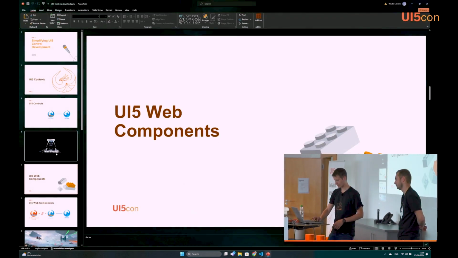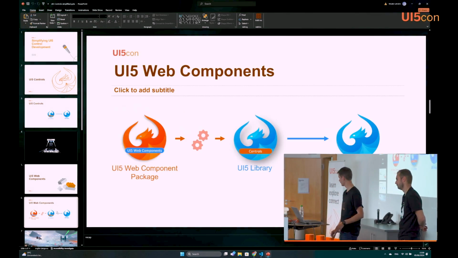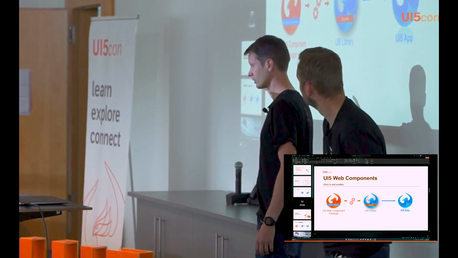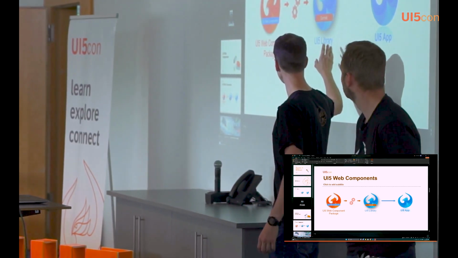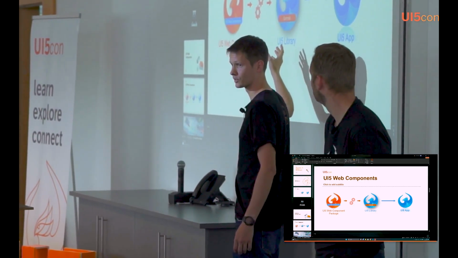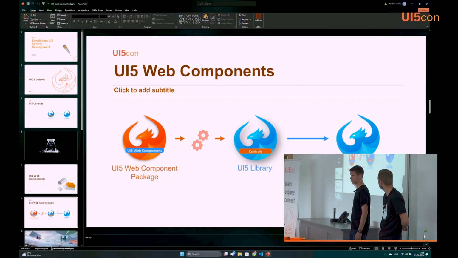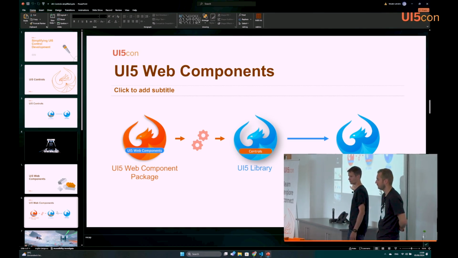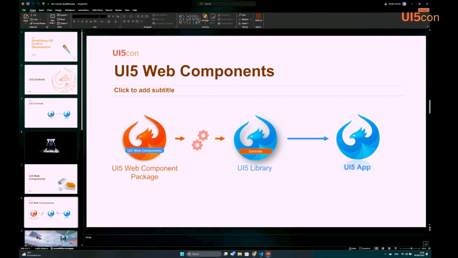So again, to summarize what we did, we have now a web component package with web components, generated the library, and generated the controls as well. If you want to know how to do this, I did a session last year with Peter. I think it's recorded, and there you can see how to do this, all the steps. There are also some blog posts. And in the end, we consume it in the app. And that's how UI5 web components work. So it's a little bit different, but the result is the same.